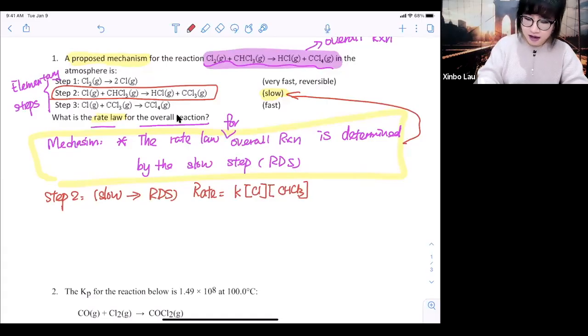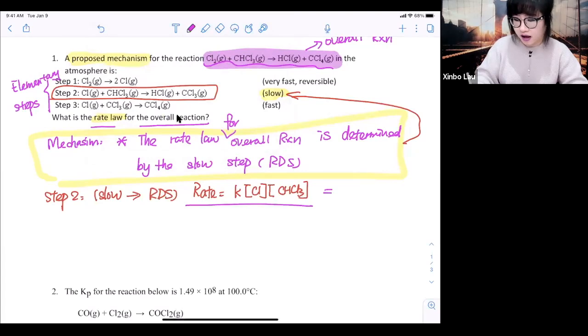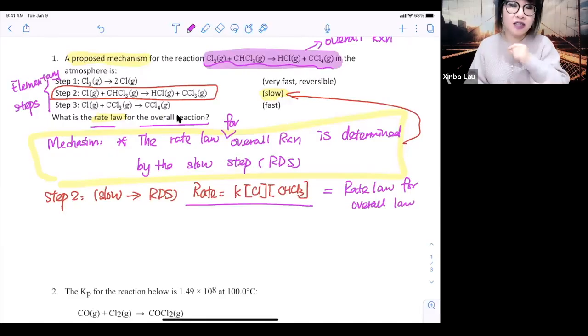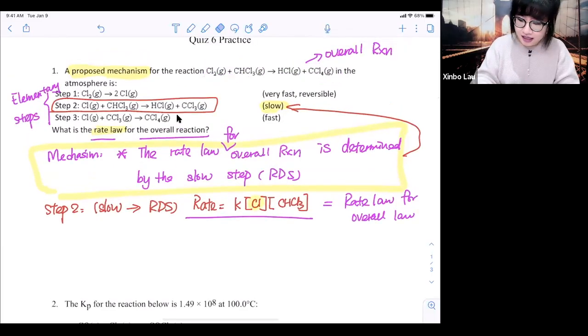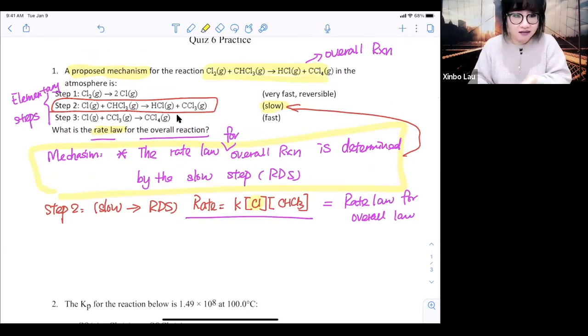So you ask, am I done? If the rate law for the slow step equals the rate law for the overall reaction, then essentially I'm done. Essentially, it's true. If the first step is the slow step, you are really just done, because that step determines the overall reaction. That's very easy. But in this case, we are not done, because if you look at this, you have Cl. Is Cl even in the overall reaction at all? No, you can write Cl, but it's not there at all.